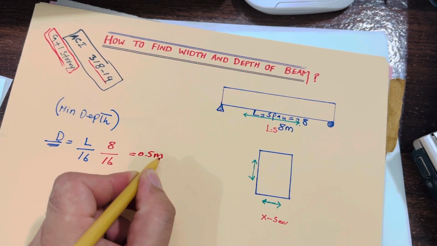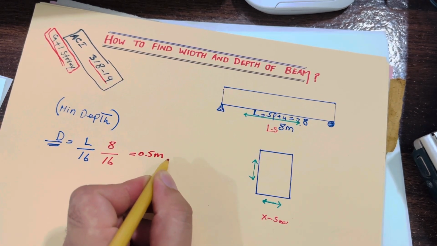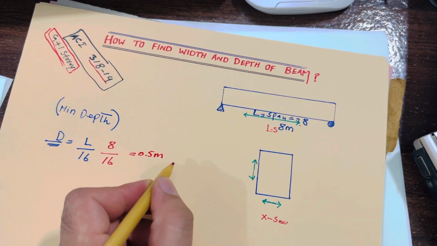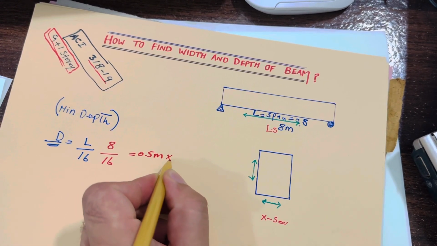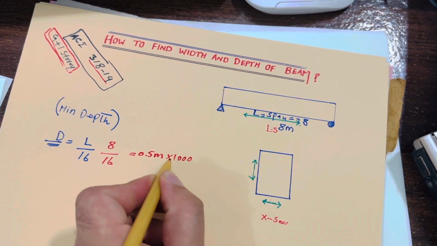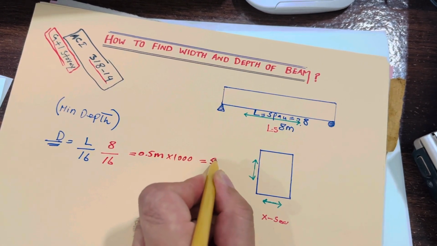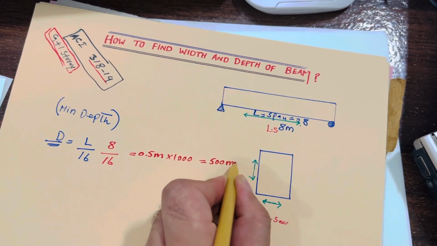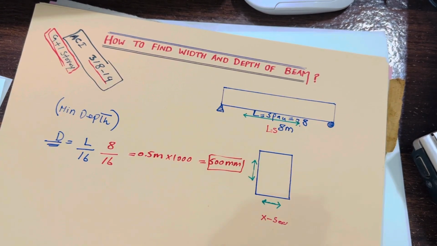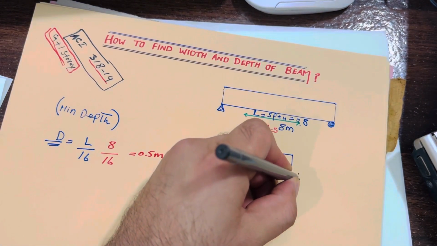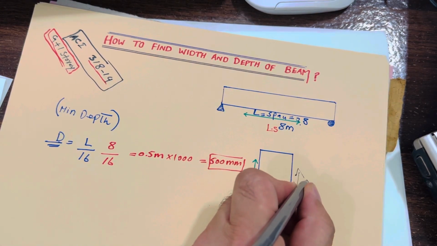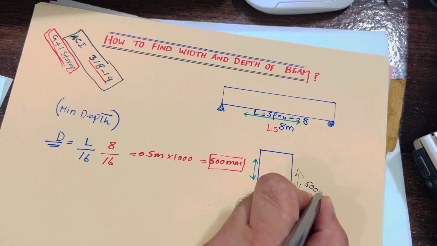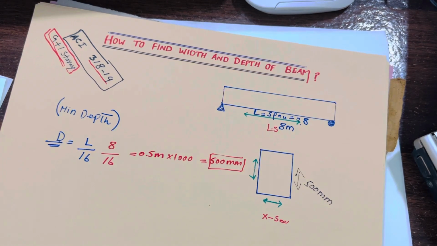0.5 meter. Now let me calculate it in millimeters. In 1 meter we have 1000 millimeters, so multiply by 1000 and you will get 500 millimeters. So this is the depth of the beam. Now you can say the depth of the beam, this depth, guys, is now 500 millimeters. So this is the way to find the depth of the beam.